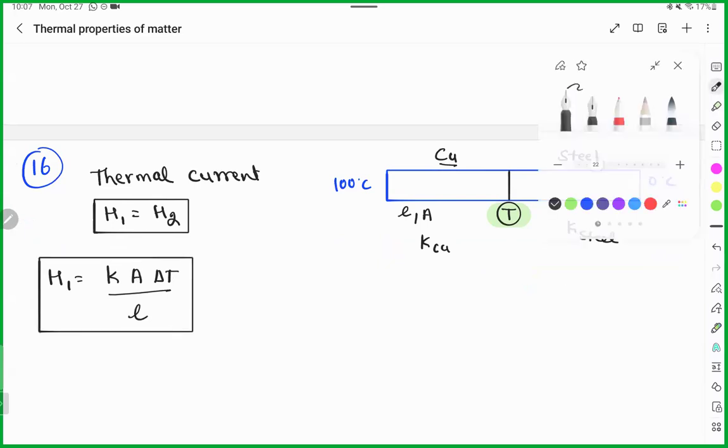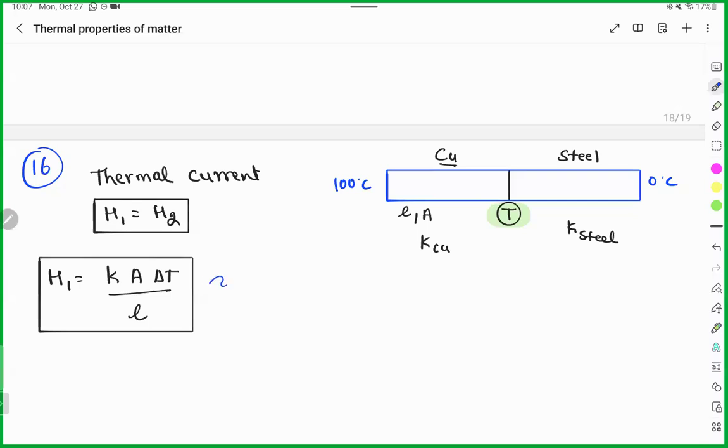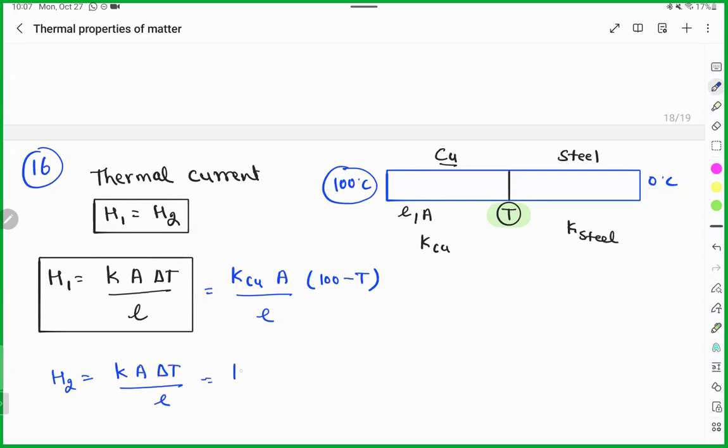Always. Now put values. For example, K of copper is given. I will write K of copper. Area is A. Length is L. What is the change in temperature? One side it is 100, another side is T. For H2, same formula, K A delta T by L. K of the steel is given. Area is same. Initial temperature is T, and another side you have 0 degrees Celsius, by length.